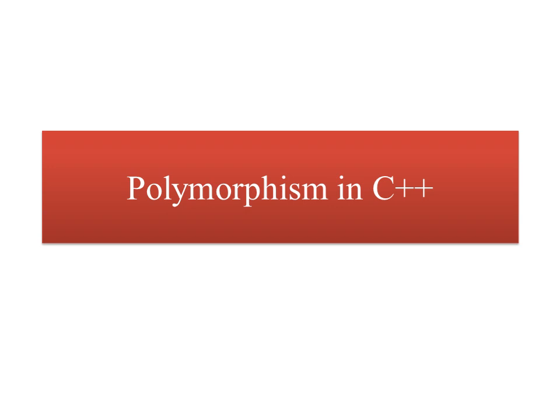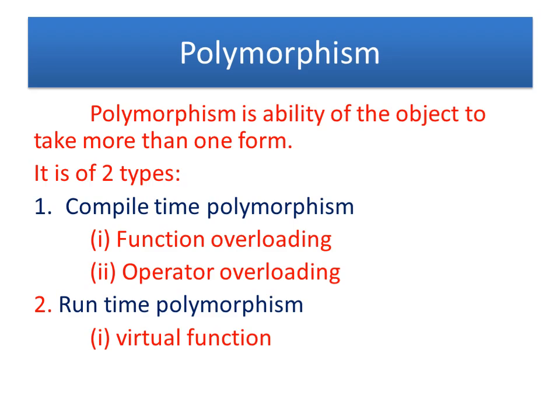In this session, today we'll see about polymorphism in C++. Polymorphism is the ability of an object to perform differently in different instances of time. So let us take an example for that. Suppose we are taking a person as an object.